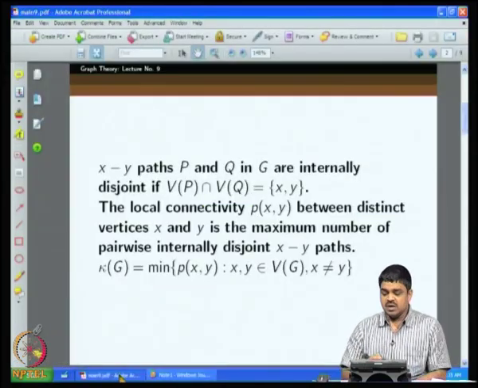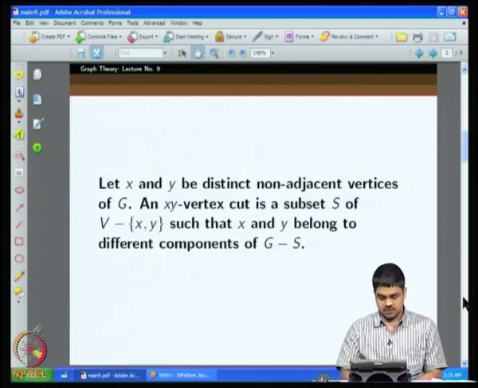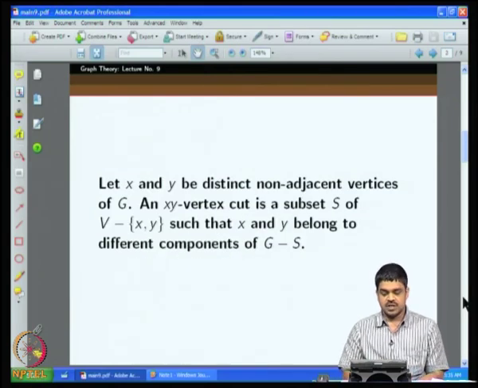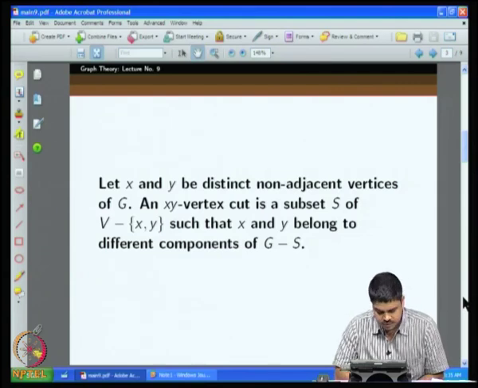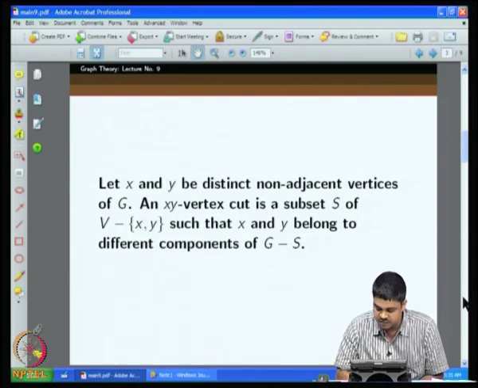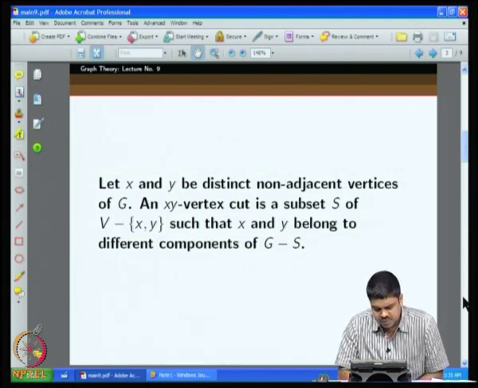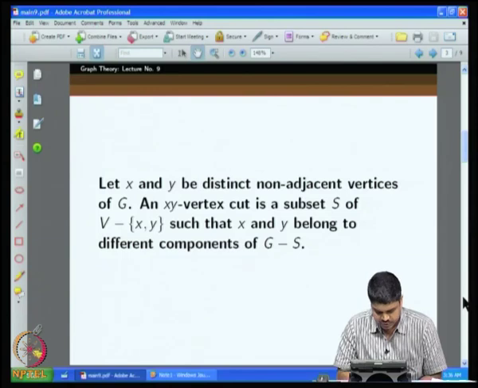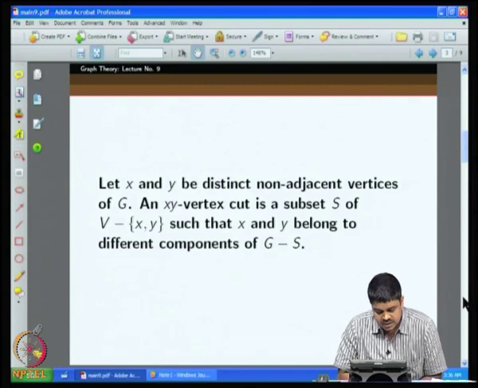So, now there is one intuitive definition of connectivity, which is what we will think when we hear the word connectivity. It is trying to capture our intuitive notion of what connectivity should mean. But here is a slightly non-intuitive way of doing it. Here it says, let x and y be distinct non-adjacent vertices of G.